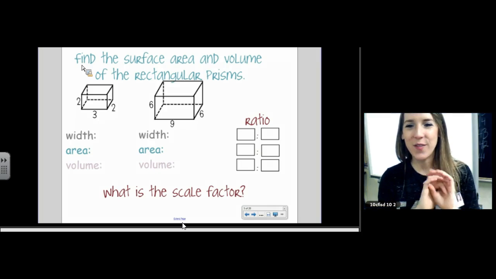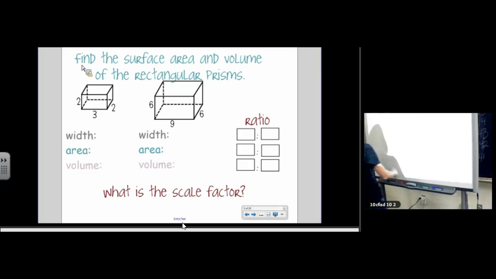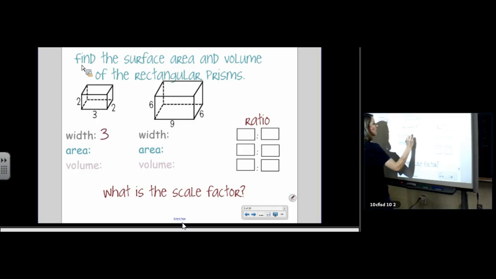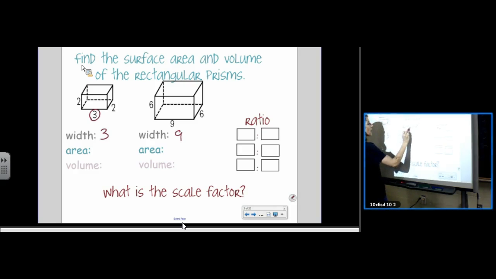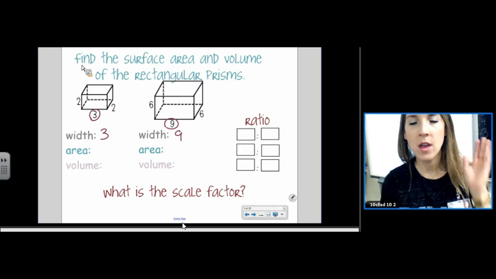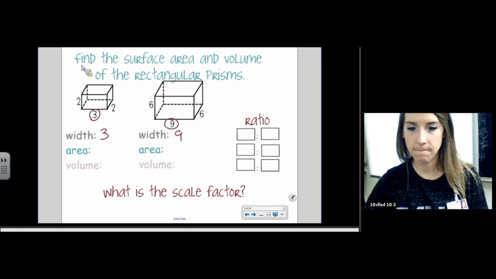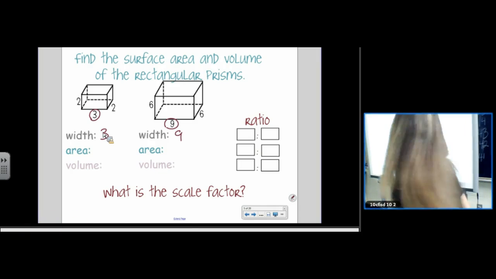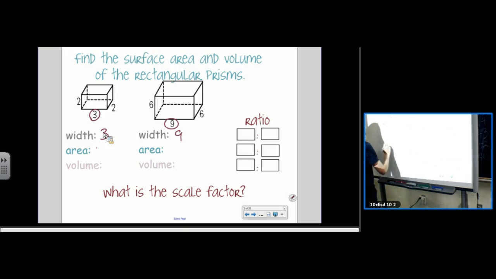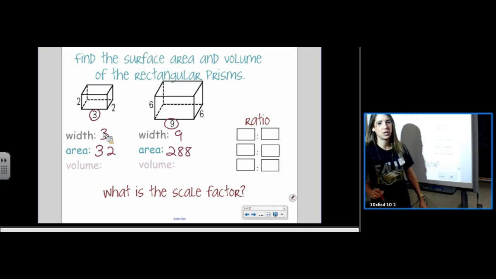Okay, so first let's just write down some data. The width or the height, it doesn't really matter what we put here. We'll call this the width, even though you might call it the length. Doesn't matter as long as we picked one of the sides. Let's find the surface area of both of these prisms. Go ahead and find their surface areas. Good. The surface area of the smaller one is 32. The surface area of the larger prism is 288.